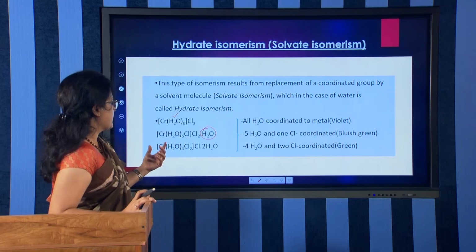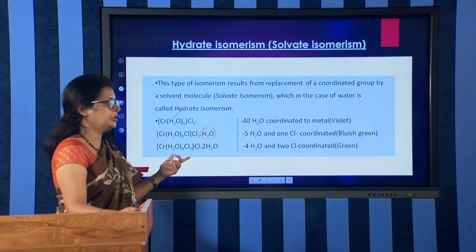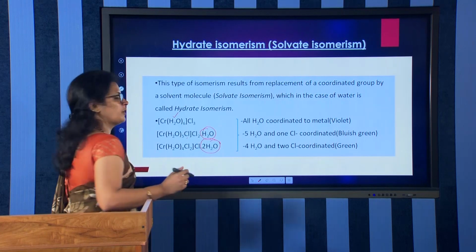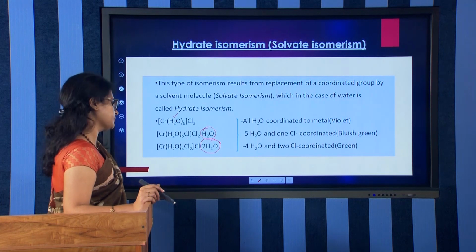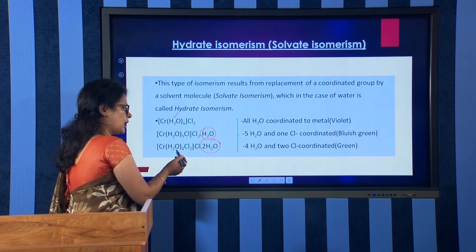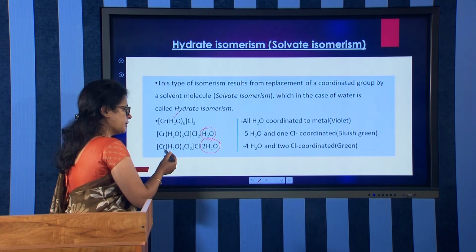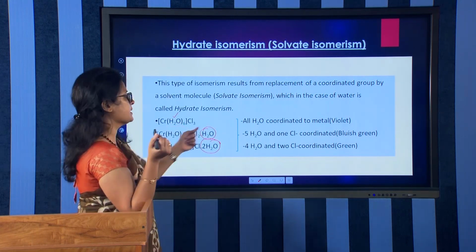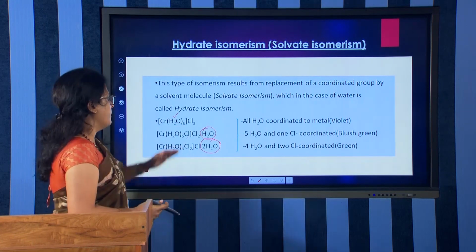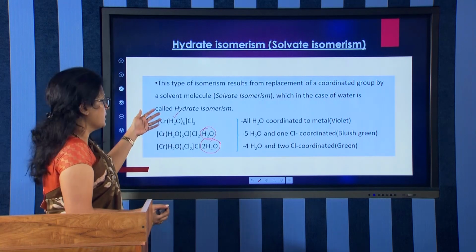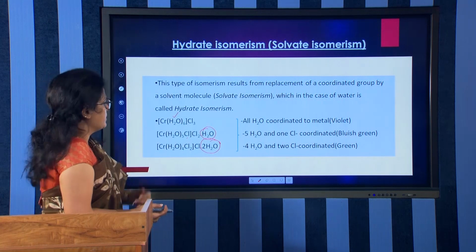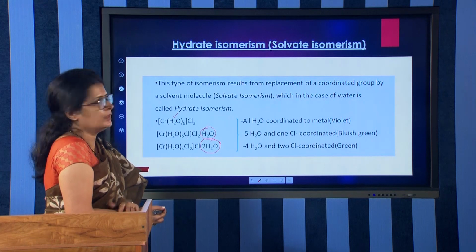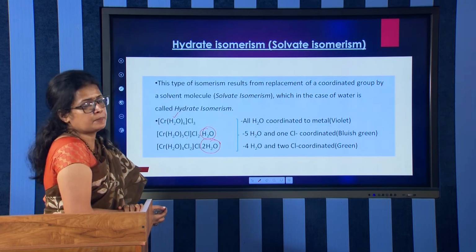And the third type of complex is [Cr(H2O)4Cl2]Cl·2H2O. Here 2 molecules of water act as water of hydration. Only 4 H2O molecules are attached or bonded to the central metal atom, and 2 Cl minus ions are bonded. And this complex has a green color. It is a different complex. But when we look at all the complexes together, all have the same formula: 6 water molecules, 3 chloride ions, and 1 chromium atom. These are examples of hydrate isomerism.